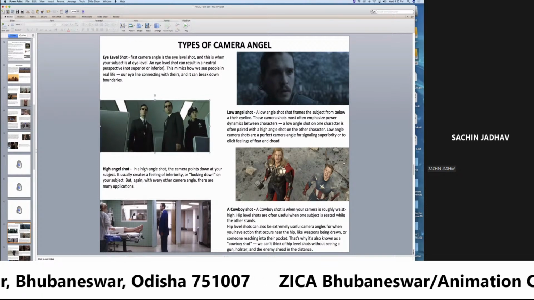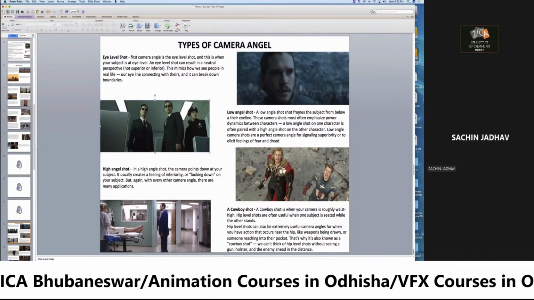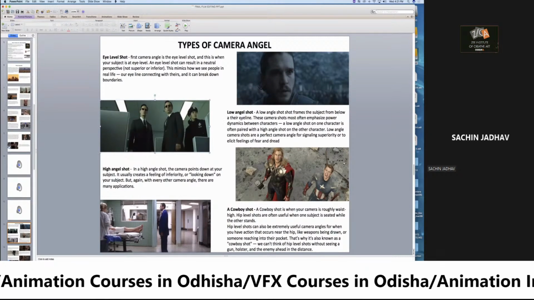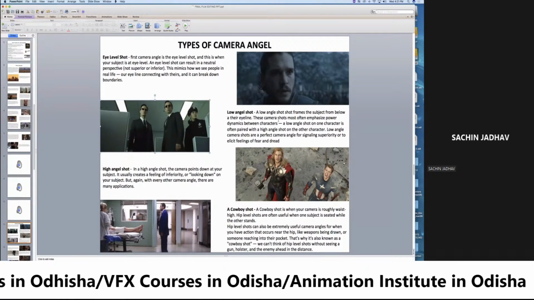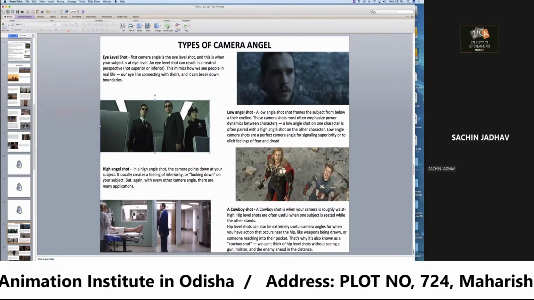The second angle is your low angle. A low angle shot frames the subject from below. This camera shot most often emphasizes the power dynamic between characters.